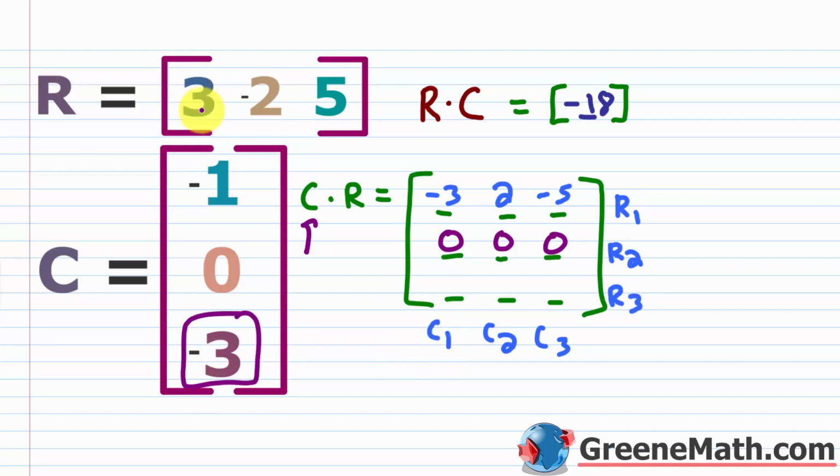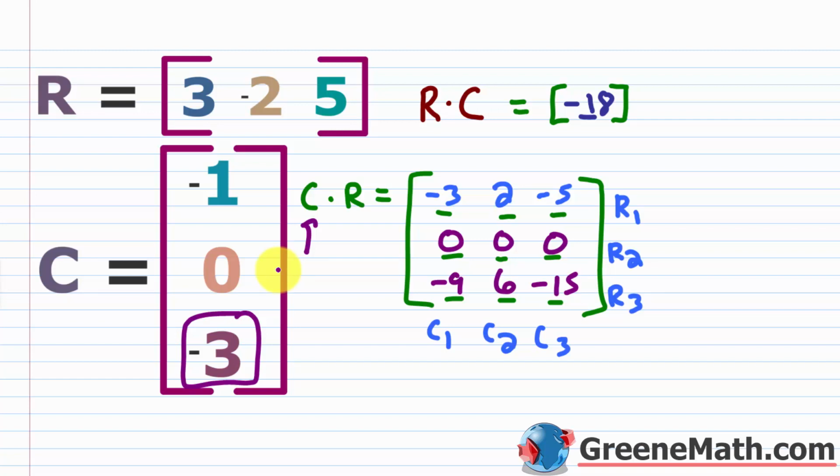-3 times this guy in column 1, so times 3, it's going to be -9. Then -3 times this guy in column 2, which is -2, so -3 times -2 is 6. Then -3 times this guy in column 3, which is 5, is going to be -15. Okay, so that's how we get the entries. As we get into a tougher example in a minute, you'll see that you have more work involved, but the process is basically the same.